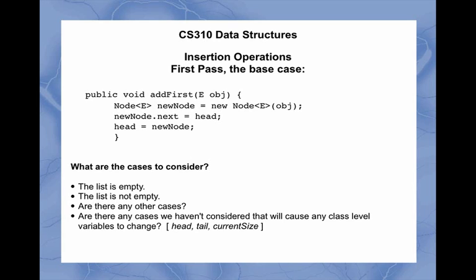The thing you want to ask yourself is, is there any operation or any case that can occur that would cause any of the class level variables to change, i.e. the head or the tail? Now, we haven't really talked about current size here, but it's important to keep track of the size of the list. So you want to make sure that when you insert, you do current size plus plus. When you remove, you do current size minus minus.